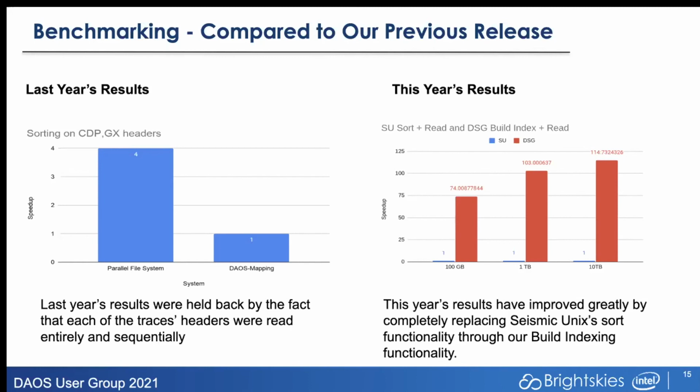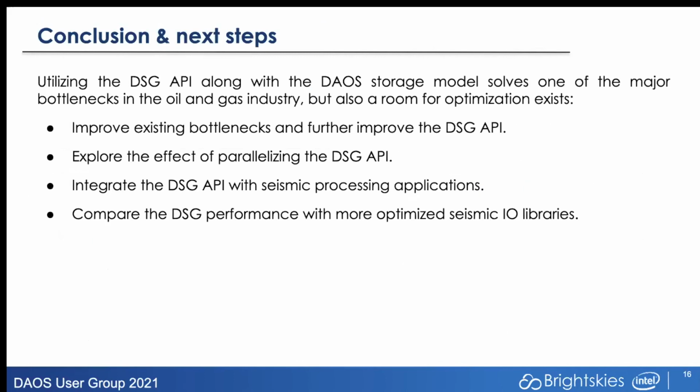While we have achieved great improvements already, we still believe there is room for improvement. There are still a handful of bottlenecks that can be optimized in our DSG API. We also need to study the effect of parallelizing some of our functionality, which could give us an even bigger boost. Integrating our code with existing SEISMIC processing applications will definitely give us new ideas on optimization. And we plan to benchmark our API against even more optimized SEISMIC I/O libraries.